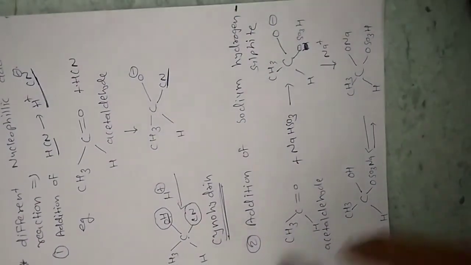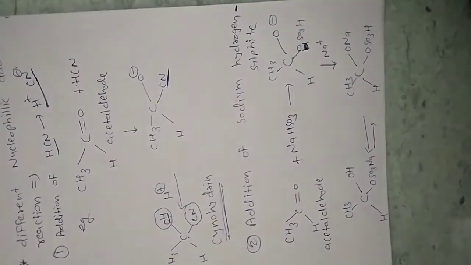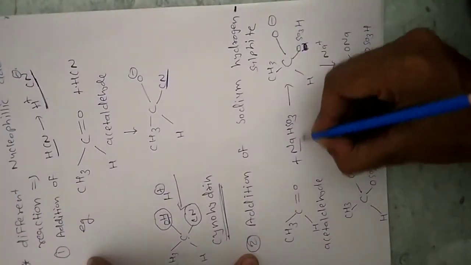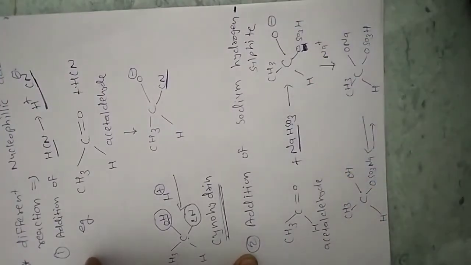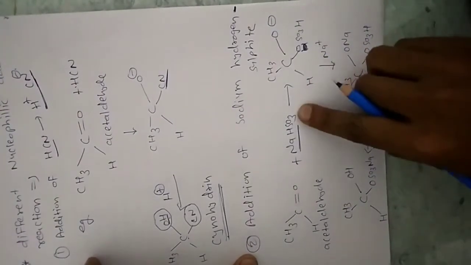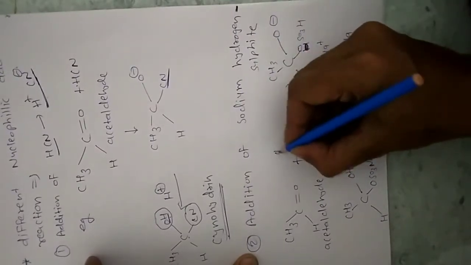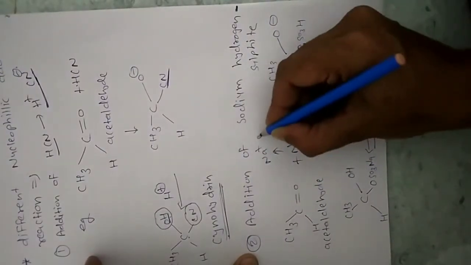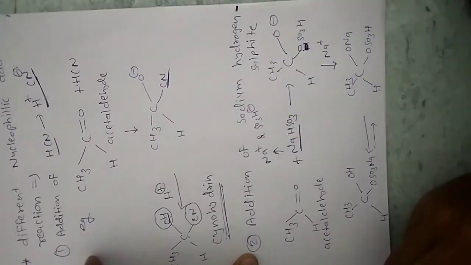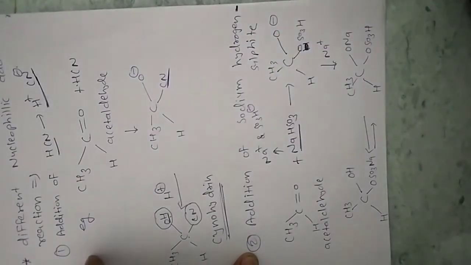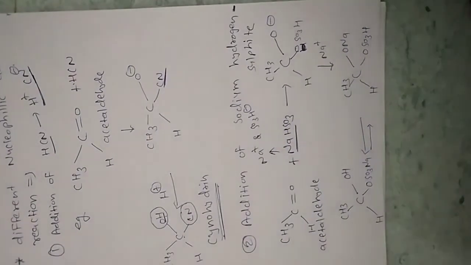Now look at the next reaction. Addition of sodium hydrogen sulfite, that is NaHSO3. Now make two ions from it, Na plus and SO3H negative ion.